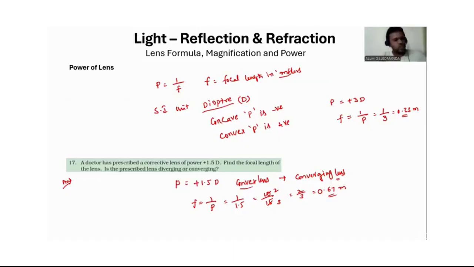All right, guys. So I think we looked at how to use the lens formula, what magnification is, and also what the power of lens is.